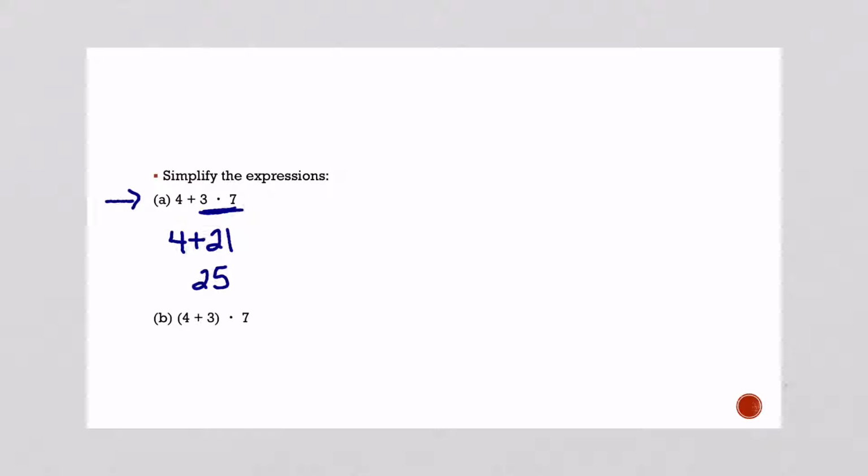Notice I'm using the same numbers on part B, but what I did is I added some grouping symbols here. So look at what the grouping symbols do to our answer. The grouping symbols, remember please, the parentheses, we have to do that first. So 4 plus 3 is 7 times 7, and then you multiply those guys together and you get 49. So our number did change because we added grouping symbols to this problem.